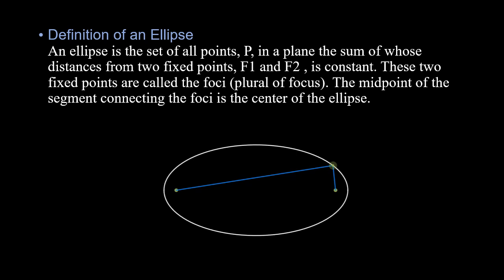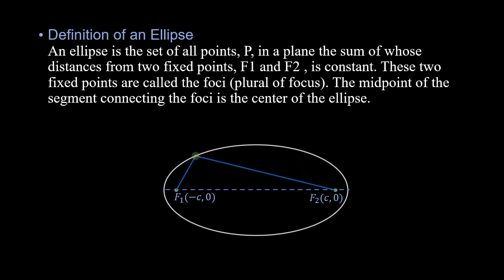Now we're going to start with another conic section, which is the ellipse. So the ellipse is a set of all points P in a plane, the sum of whose distances from two fixed points F1 and F2 is constant. So these 2 points are called the foci, and the midpoint of the segment connecting the foci is the center of the ellipse. Now in this example, we have the major axis as such and the minor axis, and always the vertices are on the major axis.